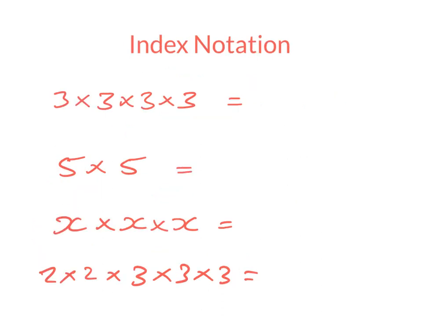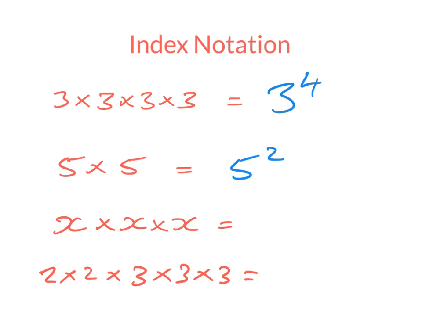When we give an answer in indices, the answer is said to be given in index notation. So, for example, 3 times 3 times 3 times 3, we would write as 3 to the power of 4. That's our answer in index notation. 5 times 5 in index notation is 5 squared. Note, we don't work it out, so we do not write 25. We leave our answer in index notation.